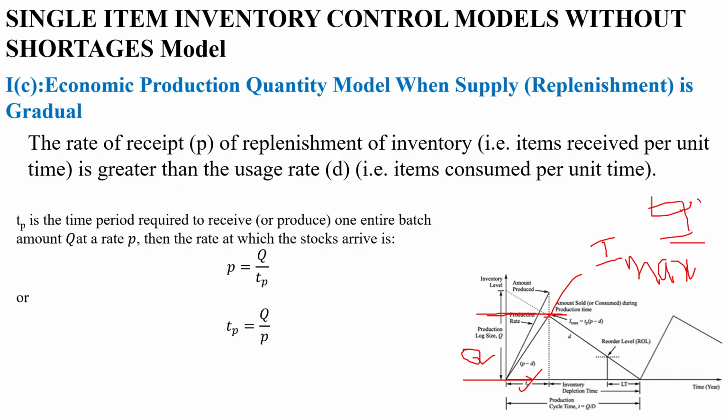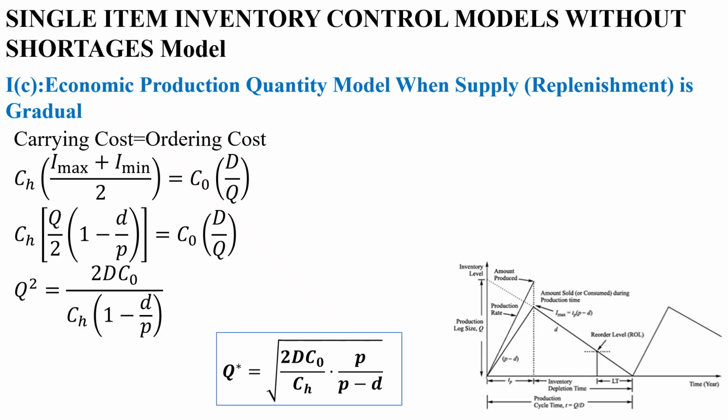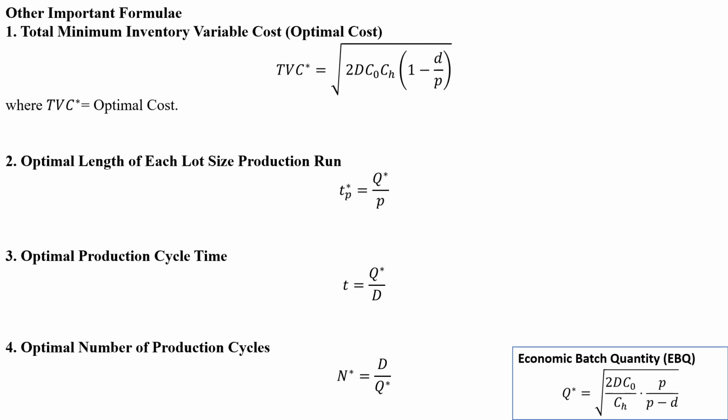And one more important formula. So Imax equal to TP into P minus D. And in this model, economic order quantity Q star equal to root of 2D C naught by CH into P divided by P minus D. And these are the other important formulas. So TVC star equal to root of 2D C naught CH into 1 minus D by P. And TP star, optimal length of each lot size production run, is equal to Q star by P. And optimal production cycle time, T equal to Q star by D. Number of production cycles N star equal to D by Q star.